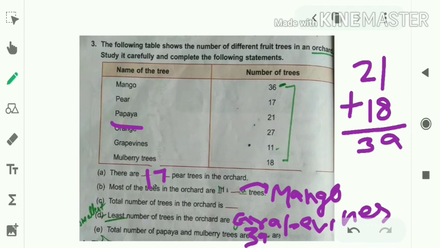So students, this is question number 3. In this way, there is question number 4 in your book. Try to do that question yourself. If you have a doubt in this worksheet, then we will discuss it in the live class. Okay, do question number 4 yourself.